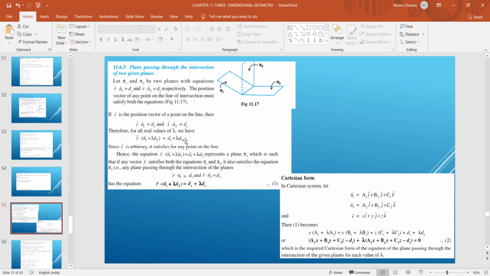दोनों को हमने कंबाइन कर दिया है, t dot n1 unit vector plus lambda times n2 vector, because any point which is lying on this means they will be collinear. How do we write it? a vector plus lambda times b vector. So here we are writing it n1 unit vector plus lambda times n2 unit vector and adding it d1 plus lambda d2.